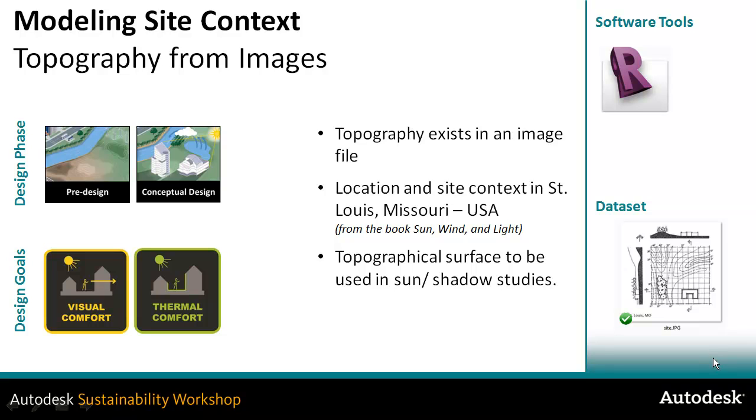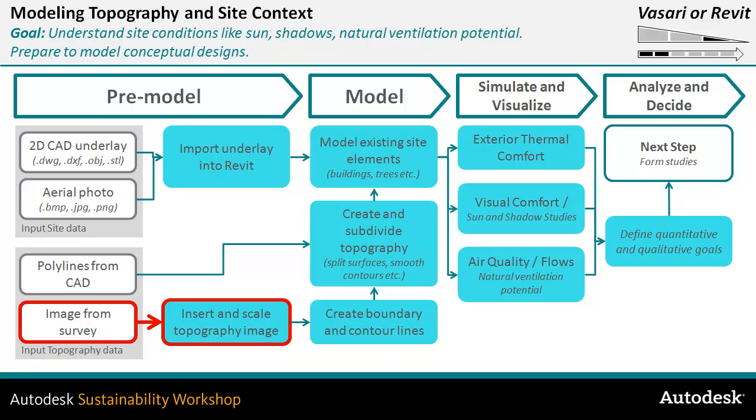We're still going to use the site for St. Louis, Missouri, the example being from the book called Sun, Wind and Light. And it's an option in the pre-modeling stage to using the CAD files, but you can use the image and then from that you'll generate the model.